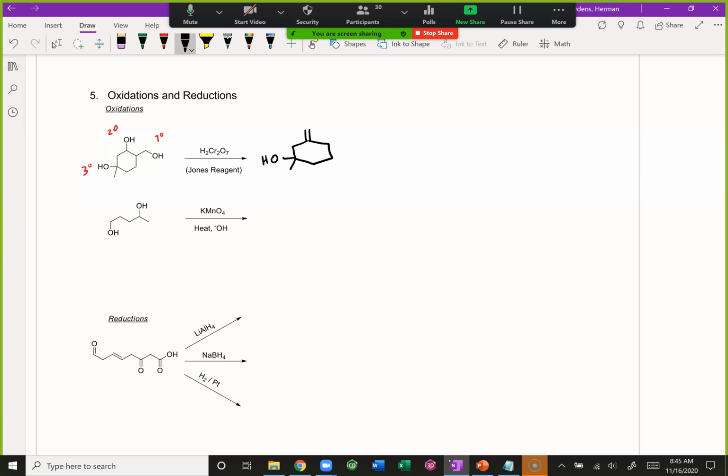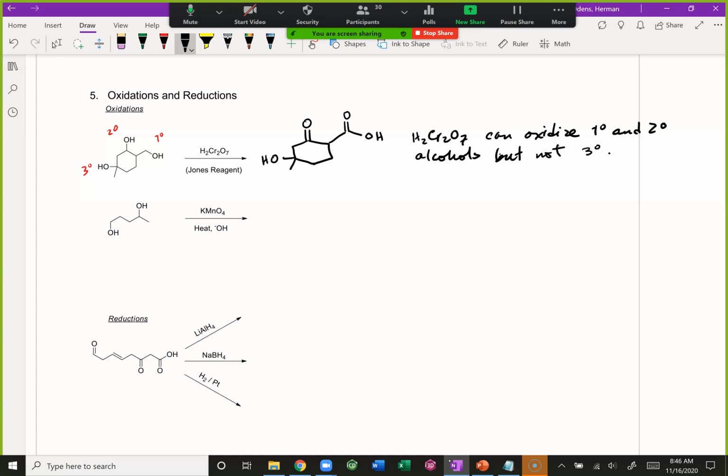So the secondary turns into a ketone, and the primary turns into what? An aldehyde or a carboxylic acid? Carboxylic acid. So H2 dichromate can oxidize primary and secondary alcohols, but not tertiary. All right, how about that?